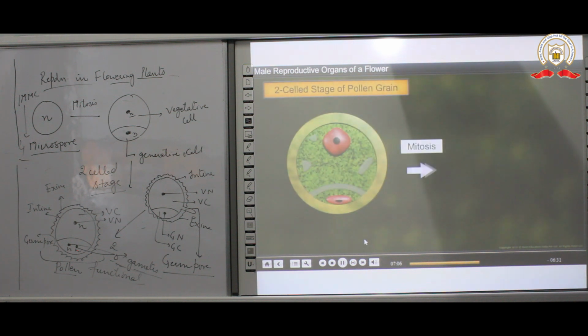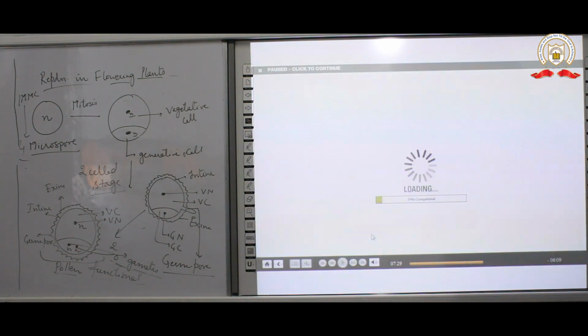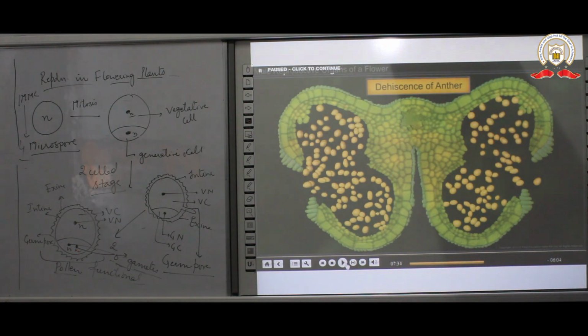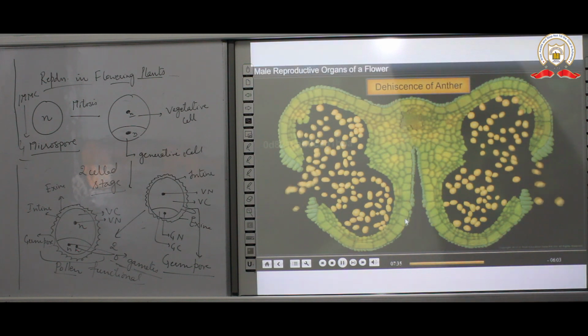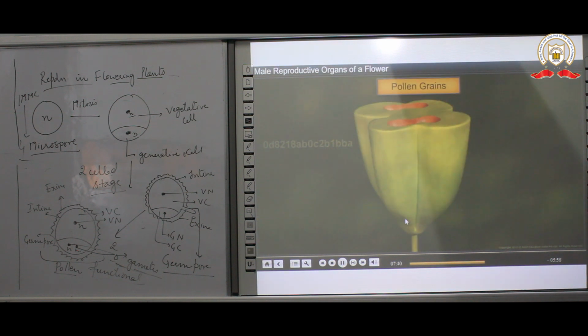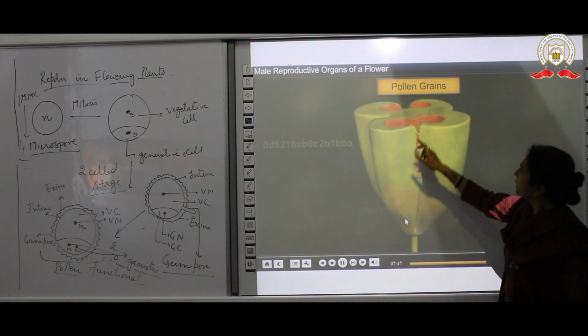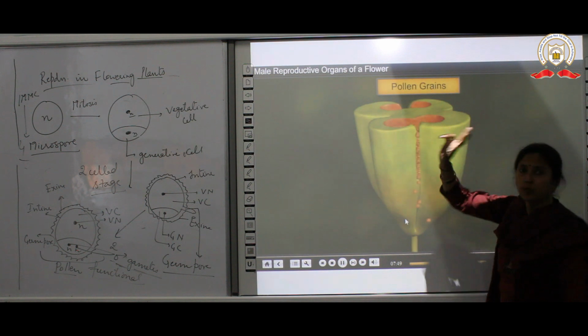Now there is one very important point. At the time of dehiscence of the anther, what happens? The outermost layer, being thinner, will burst open through the fissure, and there will be release of the pollen grains. One very important point here is the line of dehiscence. You can see the line of dehiscence, there is splitting and the pollen is being released, and you can see that the 4 chambers have now become 2 pollen sacs.